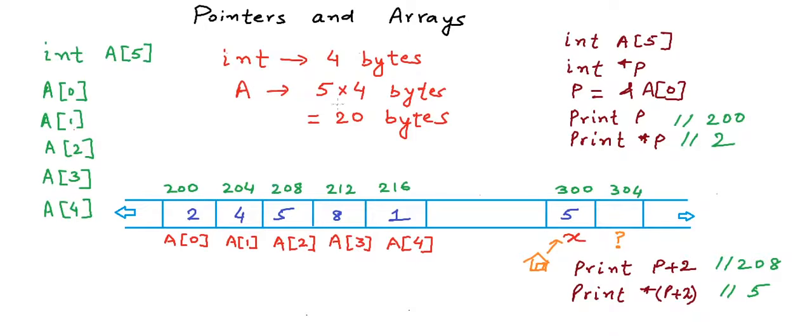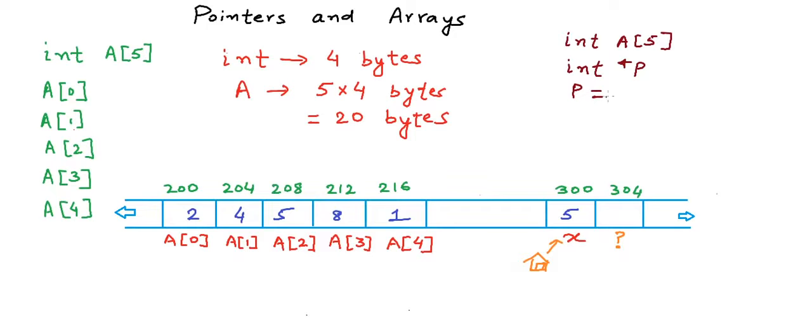There is one more property of the array. If we just use the name of the array A, then A gives us the pointer to the first element in the array. So we can write a statement like p is equal to A.